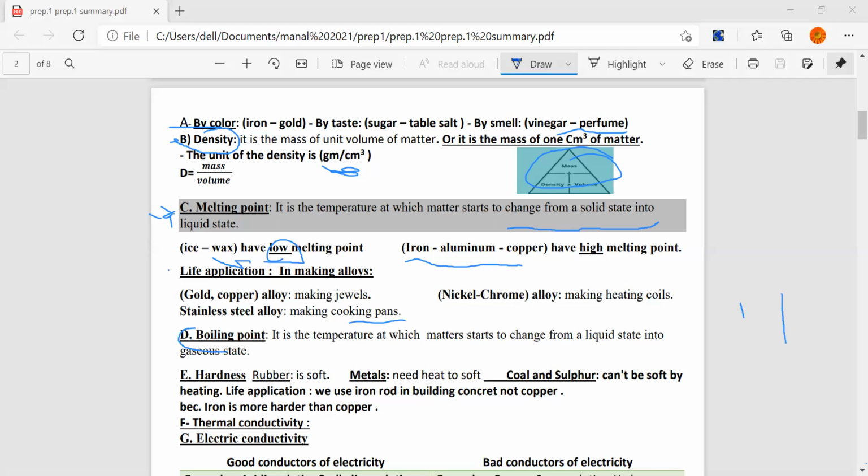Now we talk about the boiling point, which is the temperature at which matter starts to change from liquid state into gaseous state. Excellent. Hardness is a physical property. We can differentiate matter by it: rubber is soft at room temperature, metals need to be heated to become soft, and coal and sulfur can't be softened by heating.